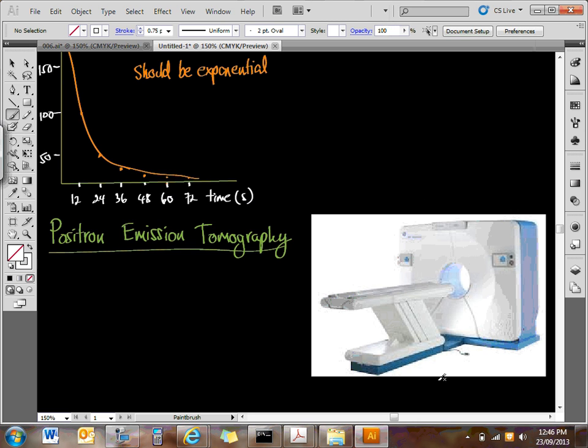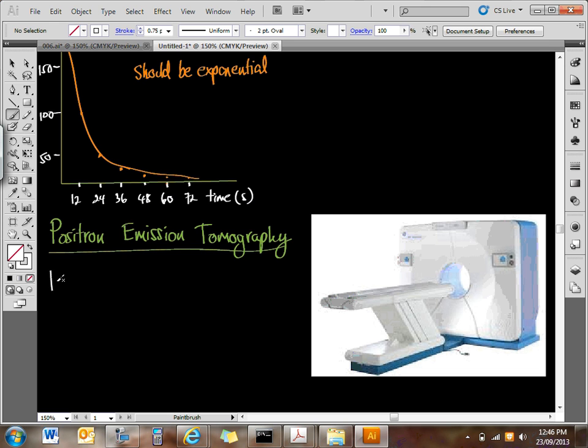This device, essentially, is a table for the patient to lie on. The patient can move through this device here, which is just a big detector. This is just a bunch of detectors, in fact, in a circle. Okay, so detectors in all directions here.